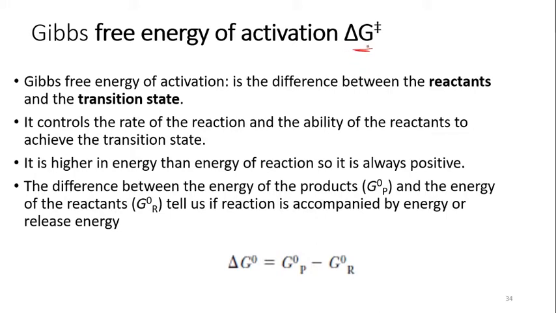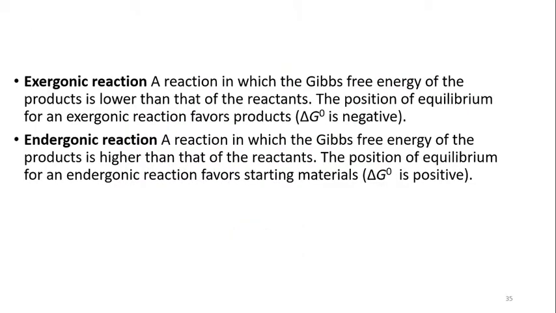Now moving to the Gibbs free energy of activation. The Gibbs free energy of activation is the difference between the reactants and the transition state. It controls how fast the reaction is, the rate of the reaction, and the ability of the reactant to achieve the transition state. It is always positive, and it has a higher energy than that of the reactants. The difference between the Gibbs free energy of my product minus my reactant can tell us if my reaction would be accompanied by releasing energy or absorbing energy.